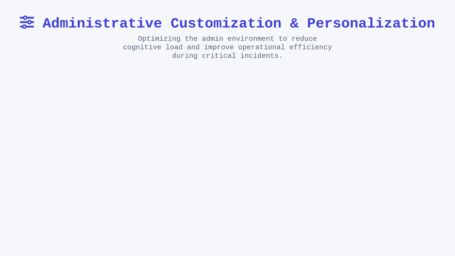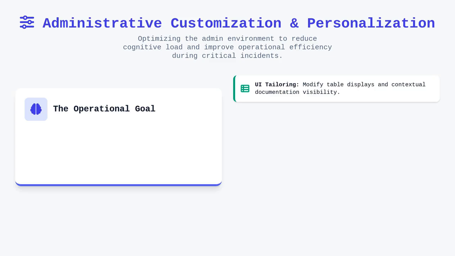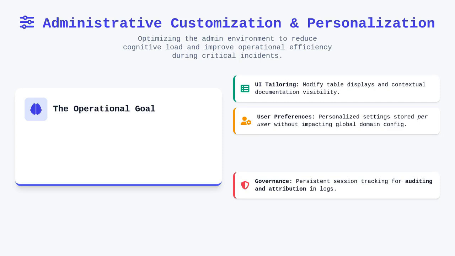Beyond simple configuration, you must also be capable of tailoring the administration environment to suit your specific operational needs. The console allows for various preferences, such as modifying how information displays across tables or controlling the visibility of contextual documentation. You can effectively manage a multi-user environment by utilizing persistent session tracking, which ensures that administrative actions are properly attributed and audited within the domain logs. It is also common to adjust certain functional behaviors, such as disabling specific help features or adjusting how often the console refreshes its internal state.